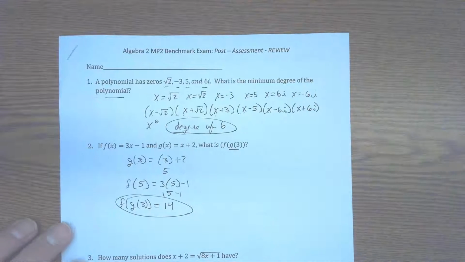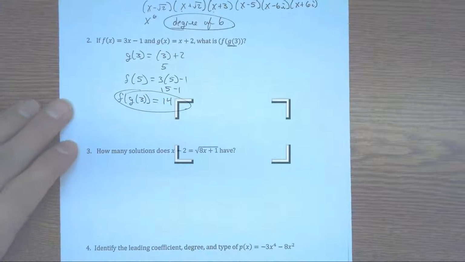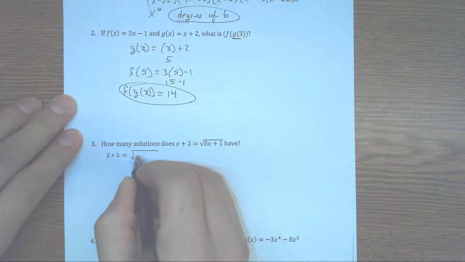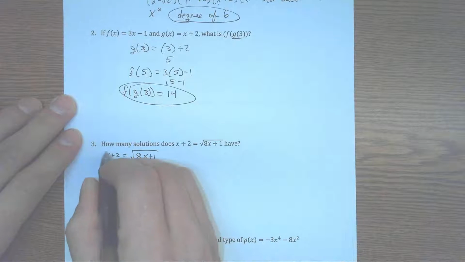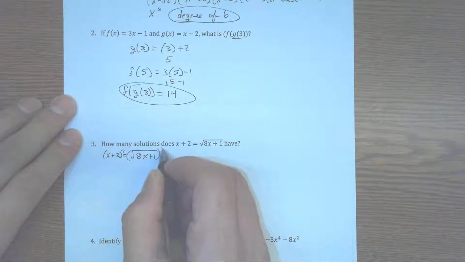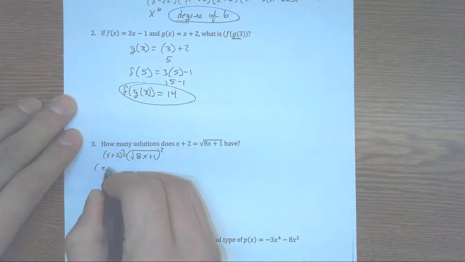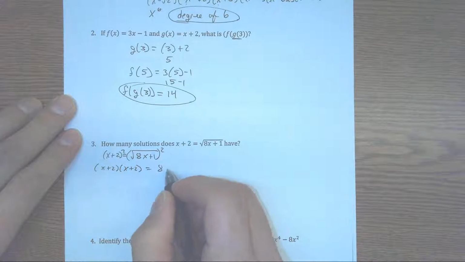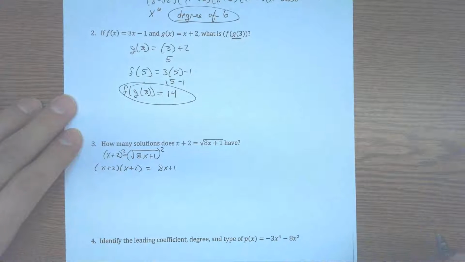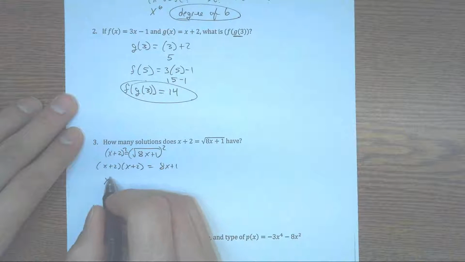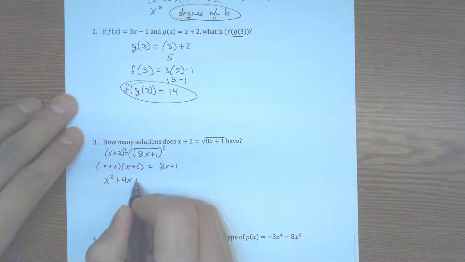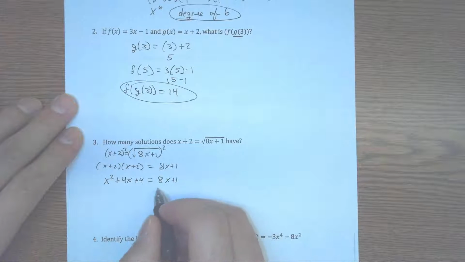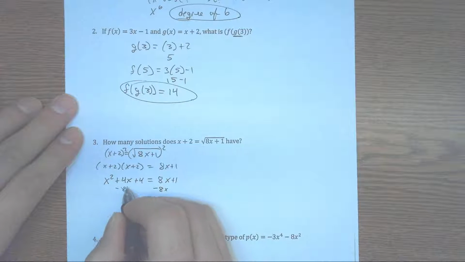Okay, moving on. How many solutions does this have? So we have to solve this. x plus 2 equals radical 8x plus 1. Square both sides to get rid of the radical. When we square this, we write it 2 times. This cancels with the radical. Right? We distribute here. We get x squared plus 4x plus 4 equals 8x plus 1. Bring everything to the other side. Minus 8x, minus 1.